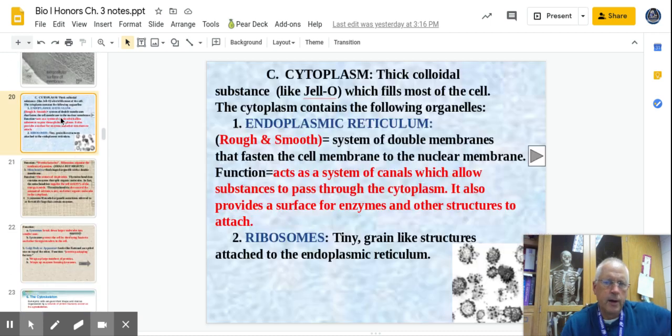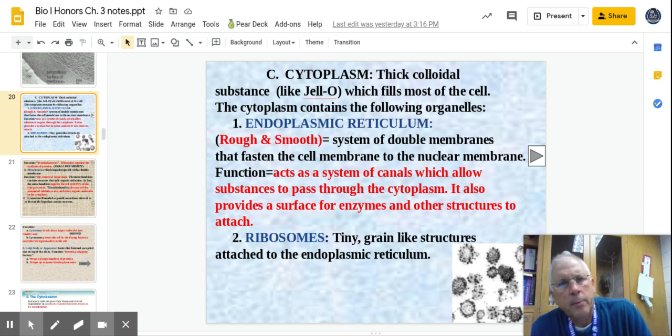A couple other things. I want to go over two more slides, and then we'll be caught up with notes. Inside of a cell's cytoplasm is a gel-like structure. You don't really see it under the microscope because it's clear when the light shines through it, but if you were to break it down, it's colloidal, which means it has a gel-like substance to it. And that's why it kind of holds things in place.